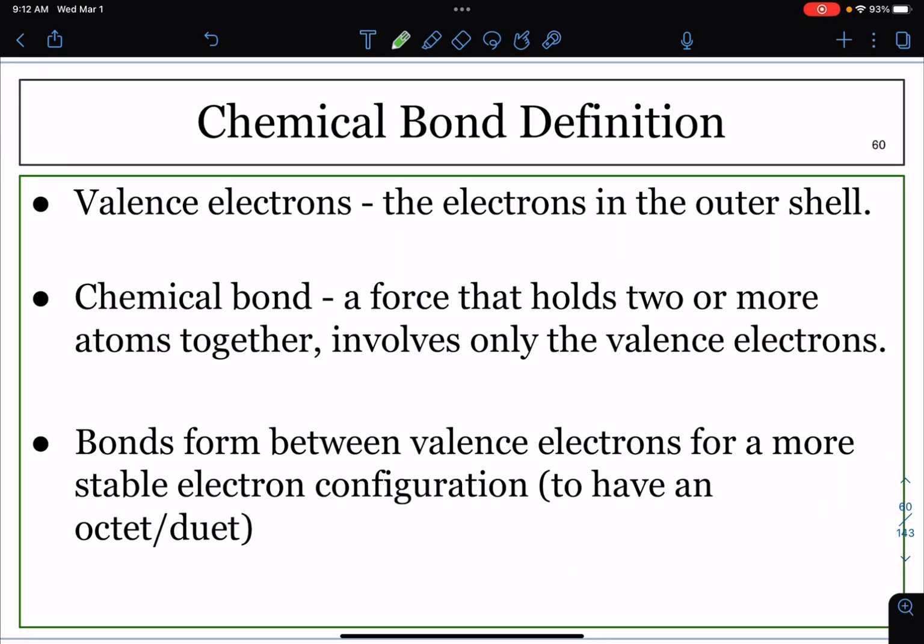A chemical bond is the force that holds 2 or more atoms together, and it involves only the valence electrons, which, if you remember, are the electrons in the outer shell. So bonds form between the valence electrons, and they do not form with core electrons.